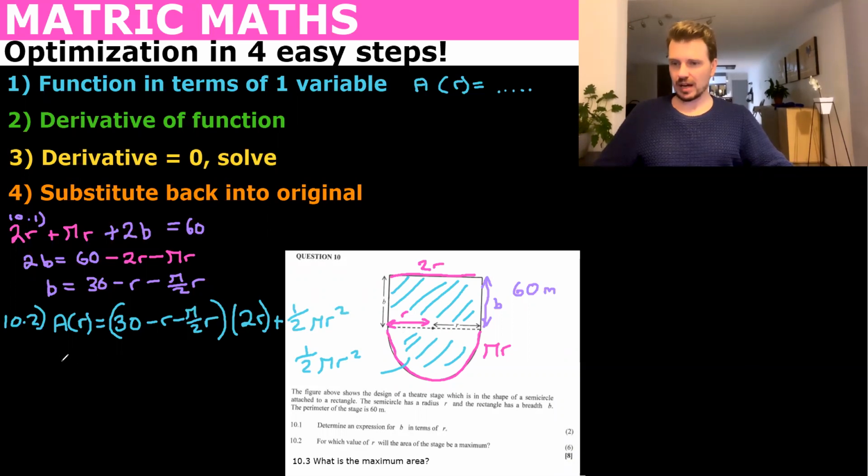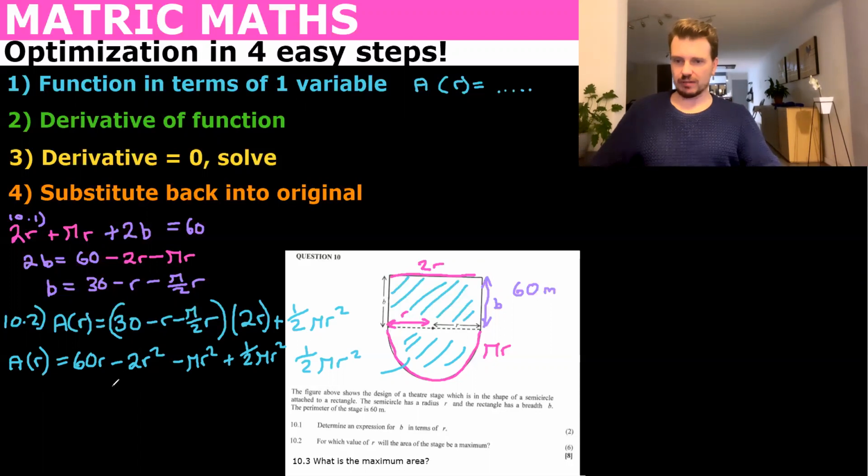Now, let's times this all out. So A(r) equals 30 times 2, which is 60r. Then r times 2r is minus 2r squared. Then pi over 2r times 2, the 2's cancel, so we say minus pi r squared plus a half pi r squared. Okay, so now we've got an equation for our area, which we can then find the derivative of.